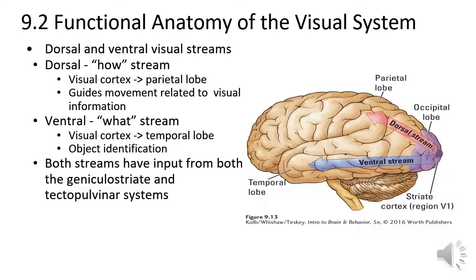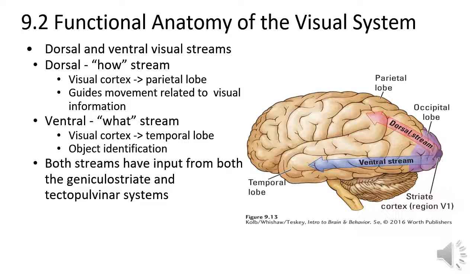This goes from the visual cortex to the parietal lobe, and it guides movement related to visual information. So we move in response to visual information, and the dorsal stream is mediating that. And the ventral stream is the what stream, and that goes from the visual cortex to the temporal lobe. And this is mostly used for object identification, so naming, like a mug, a pencil, seeing faces, recognizing people. That's what happens in the ventral or the what stream.